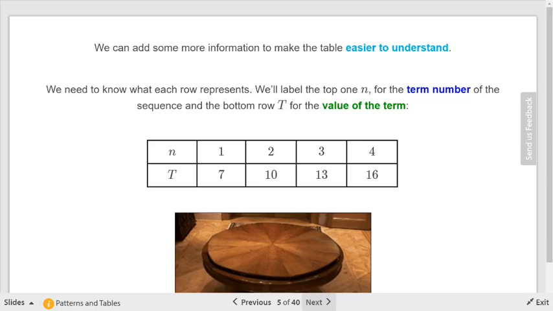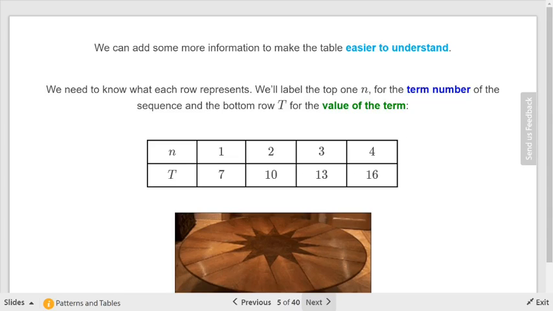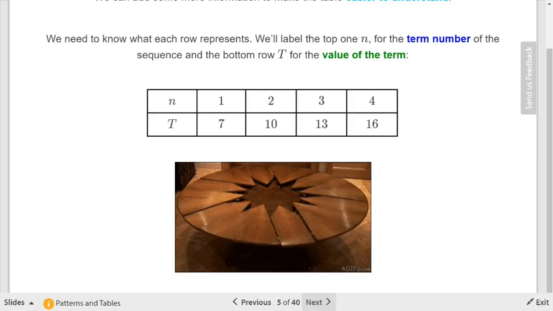If I say, if T is 16, then n must be 4. Do you see how we're reading this? We're just giving them a name. Excellent. And they're just giving you an example of another weird table. I have no idea why, but it's pretty cool.